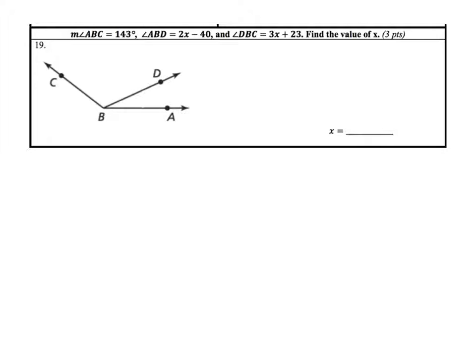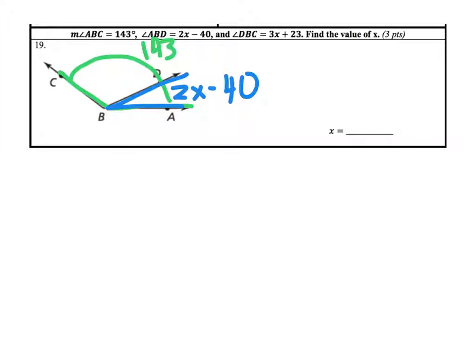Number 19 says that the measure of angle ABC is 143. So I'm going to find ABC. It's the entire thing. That whole thing is 143. The measure of angle ABD is 2x minus 40, and the measure of angle DBC is 3x plus 23. Here's the thing, this problem gets really hard if you don't write on your picture. Your picture should look like mine does right now. You should write in your angle measures, tell me what the whole thing equals. We need to find the value of x.